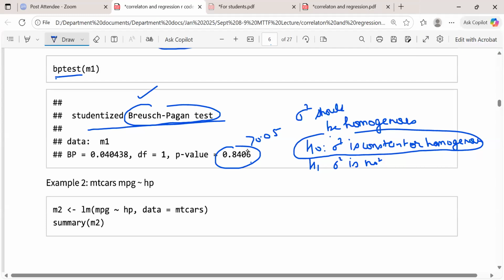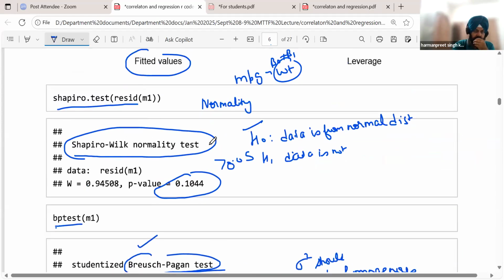So we do not always want that p should be less than 0.05. Here you can see the assumption. What is our assumption? The first assumption, the normality assumption, is that it should be there. Yes, sir, normality for the residual. Yeah, residual. So we have tested for the residual normality assumption. It is already written residuals, RESID, residuals, right?